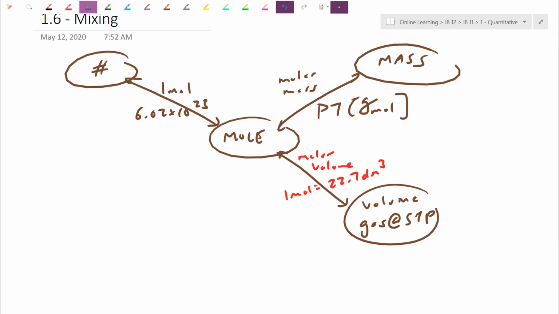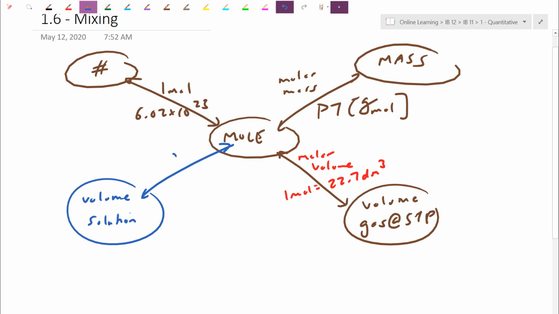And lastly, from yesterday for our solution chemistry, we'll notice we have a totally new bubble. This is volume, but this is talking about dissolving solids into liquids, and this time it really depends on your concentration. It depends on how concentrated or dilute your sample is. Once you get back to mole, you're more than welcome to freely move around the diagram.